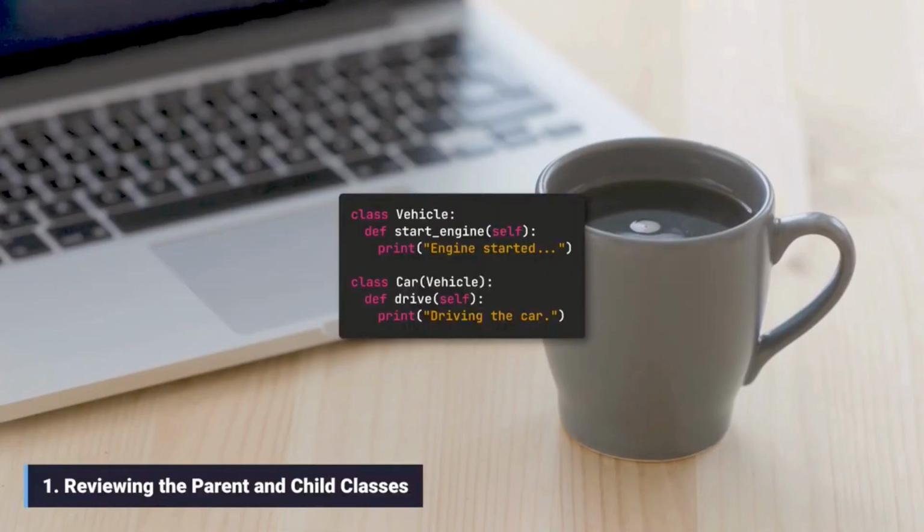1. Reviewing the parent and child classes. Let's use a common example, vehicle and car. The vehicle class, our parent, defines the common behavior start_engine. The car class, our child, inherits from vehicle and adds its specialized behavior, drive. Note that the car class definition is very clean because it doesn't need to redefine start_engine.